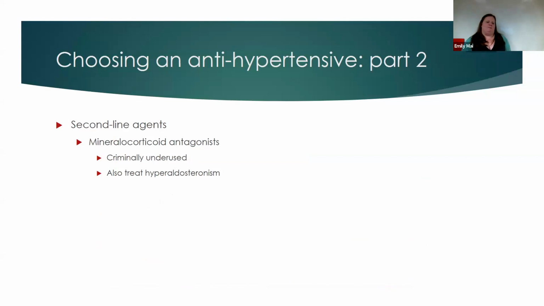I didn't finish this slide. I'm just realizing I was supposed to have another bullet point there. I'll just say it. So your second line agents, you've got mineralocorticoid antagonists, like Aldactone or spironolactone, or eplerenone, which doesn't get used a whole lot, but it's still around. I think they're criminally underused because I think we are undertreating hyperaldo. They did a study on resistant hypertension several years ago and found that of the ones where they found a secondary hypertension diagnosis, it was like 40% of them were hyperaldo. So we should be using more Aldactone.